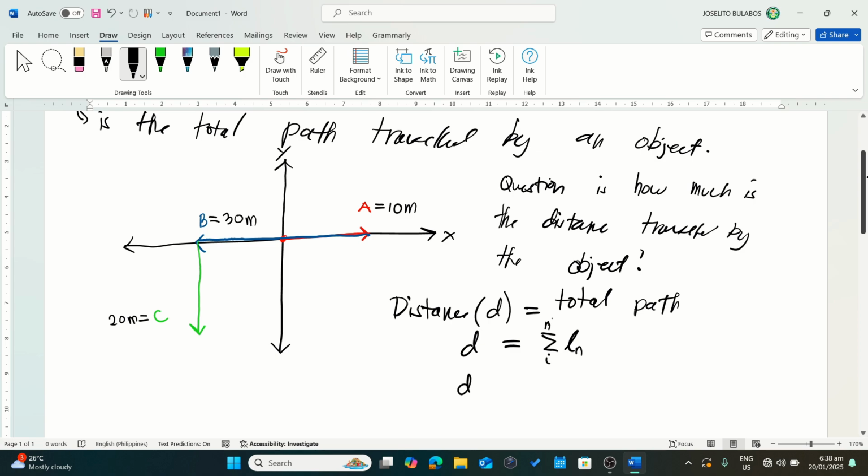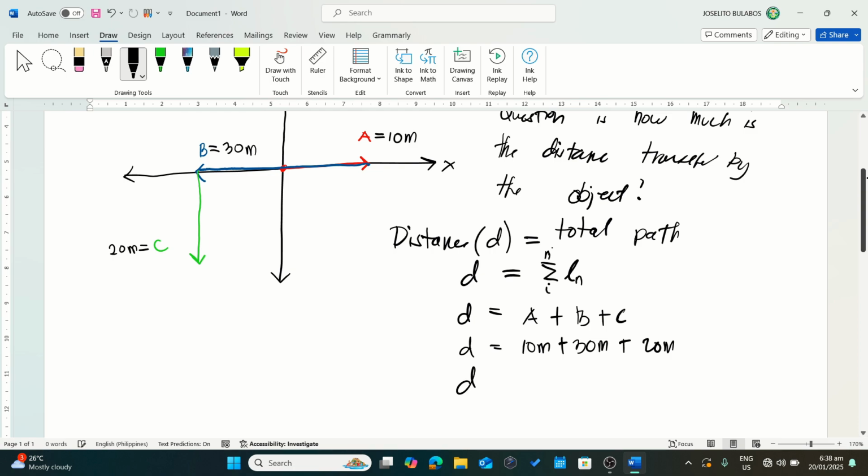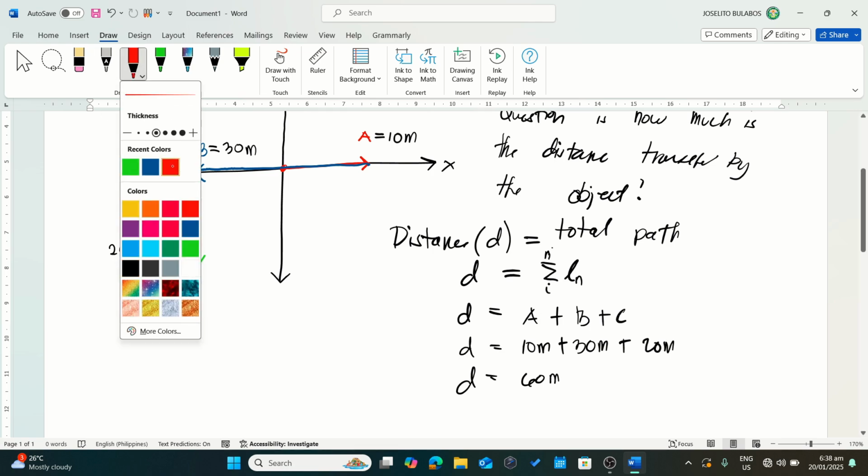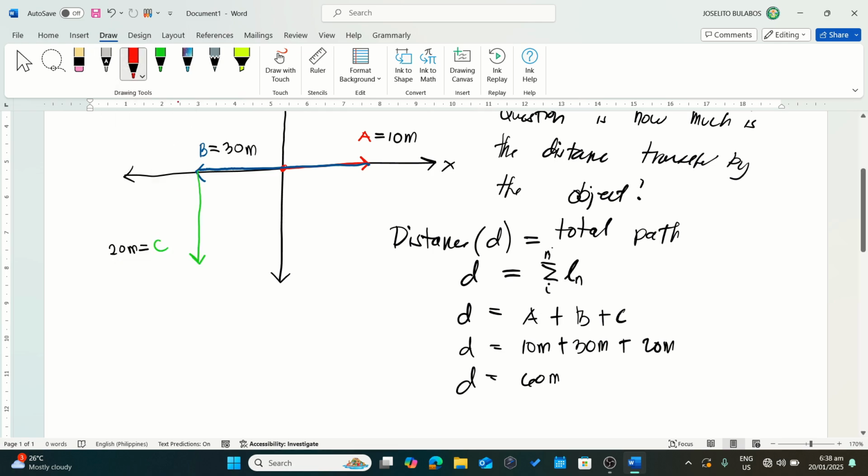So in this case, what we can do is get the sum from A, B, and C, and we get 10 plus 30 plus 20 m, and thus we have 60 meters. So this will be the total distance traveled by the object.